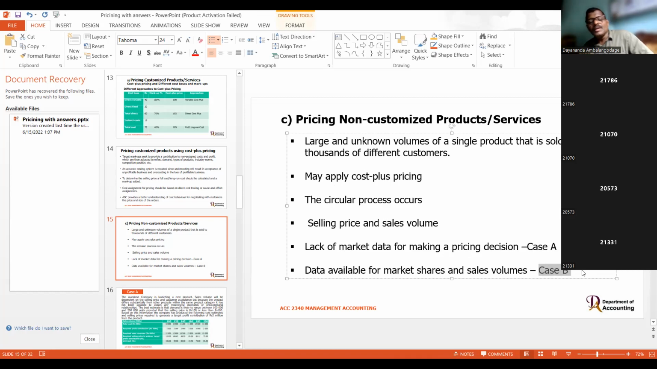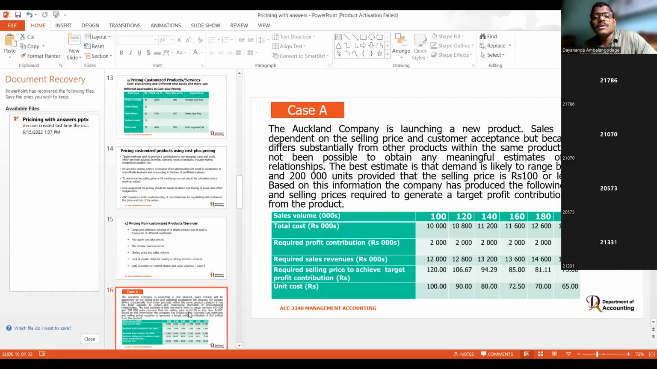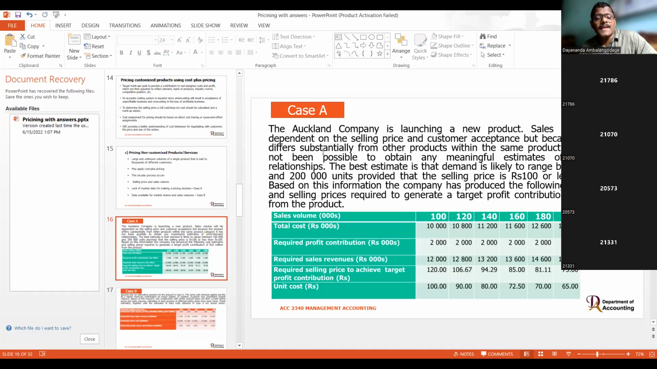Okay. So what I will do is now I will just look for case A. Just read the case A little bit.